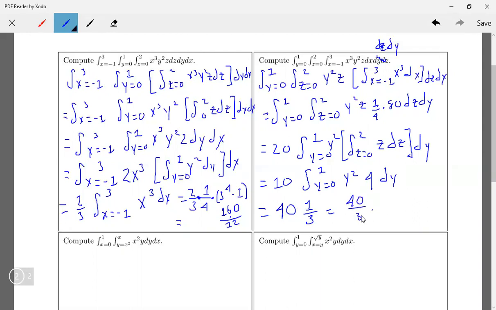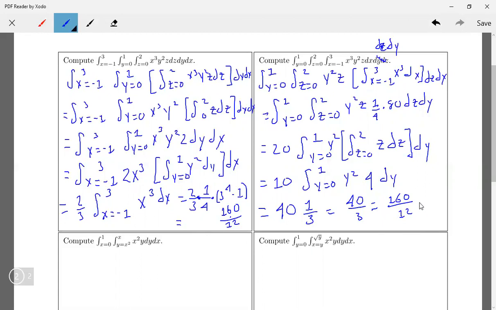Okay, and let me just observe that if you were to divide 160 by 4, you would get 40. And if you divide 12 by 4, you get 3. And so this is equal to 160 over 12. Or equivalently, if you multiply 40 over 3 by 4 over 4, you get 160 over 12. So in other words, these two fractions are the same. That's all I'm saying.